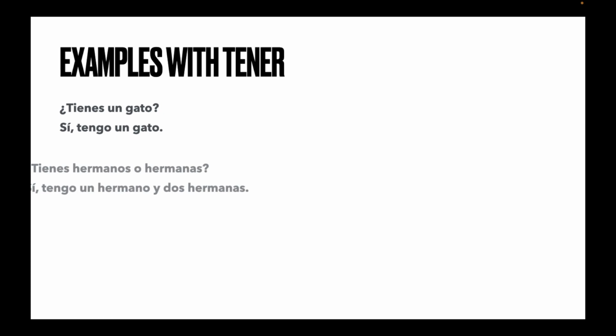So here are some examples with tener. For example, we can ask someone, do you have a cat? And that would be, ¿tienes un gato? And that person would respond, sí, tengo un gato. Yes, I have a cat. Or if that person doesn't have a cat, they could say instead, no tengo un gato.